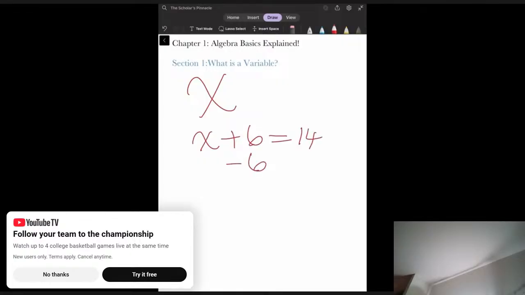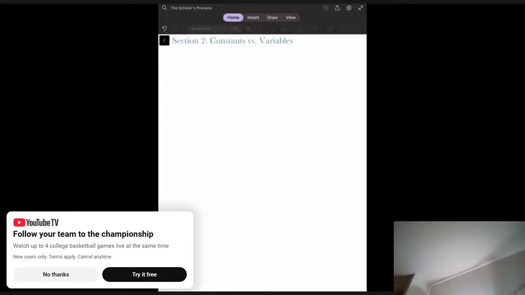Take 6 away from both sides of the equation. You're left with x equal to 8. That's right.